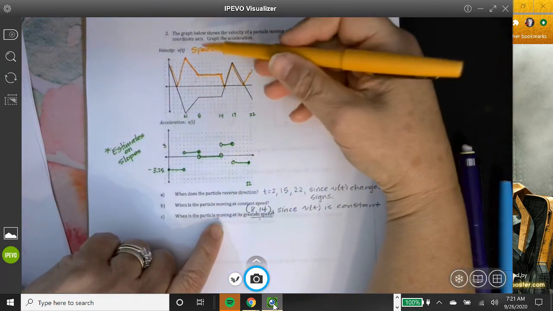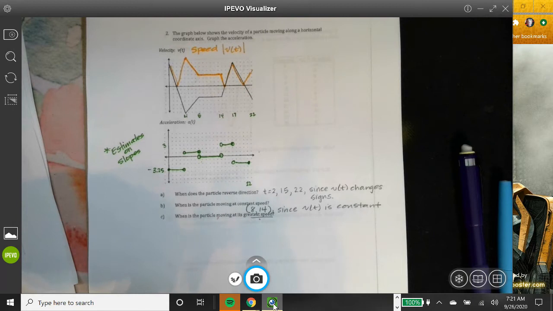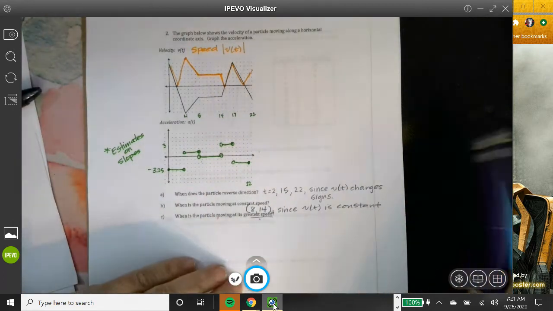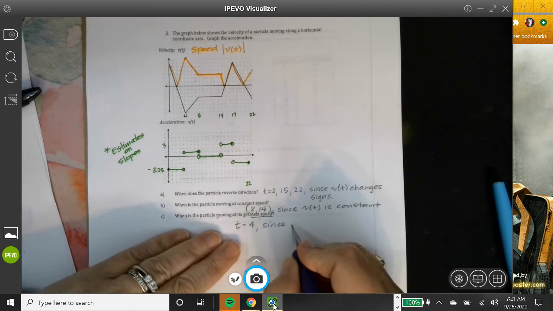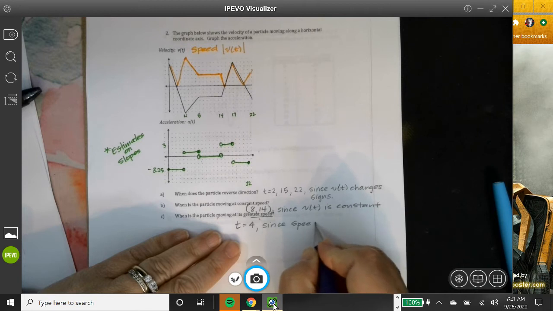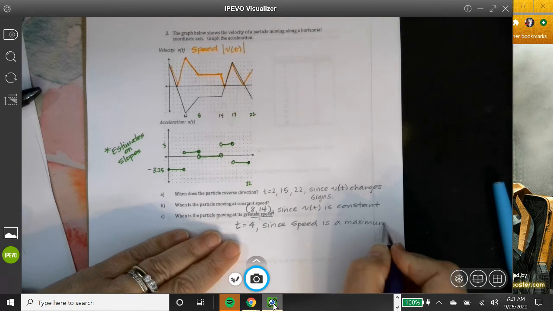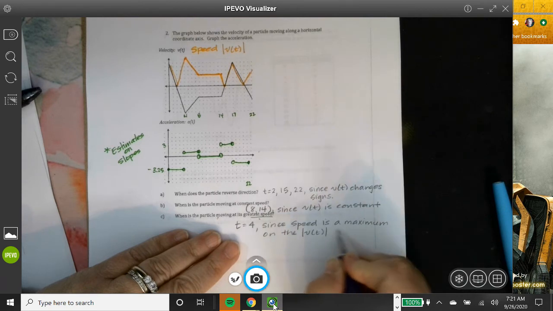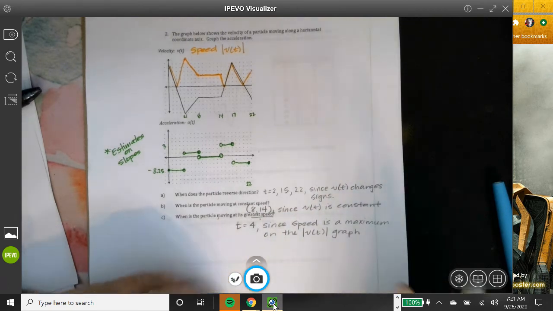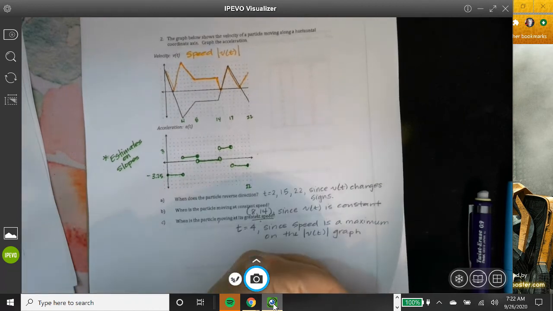Okay, so it's the greatest where? At t equals 1, 2, 3, 4. At t equals 4. Since it's the max, since speed is a maximum on the graph, on the absolute value of velocity graph. Okay? So those dots were a bit challenging for my older eyes, but we got through it. All right, so let's do another one.